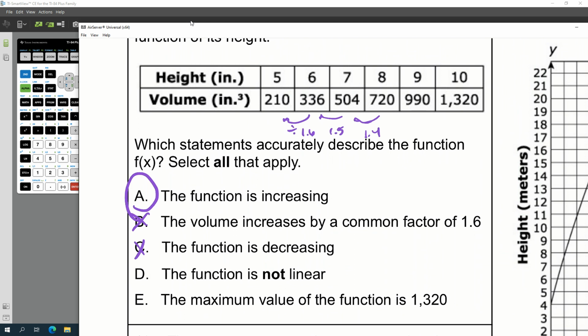All right, and then the function is not linear. If it was linear, you would be adding the same thing each time. And so for that one, that's adding 126. And then if I take 336 and add 126 to it, it's not adding the same thing again. So that is true. It is not linear.